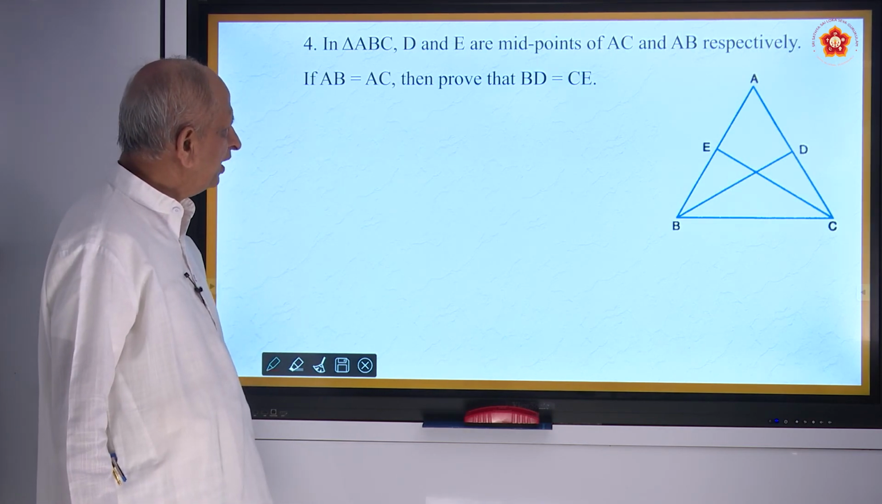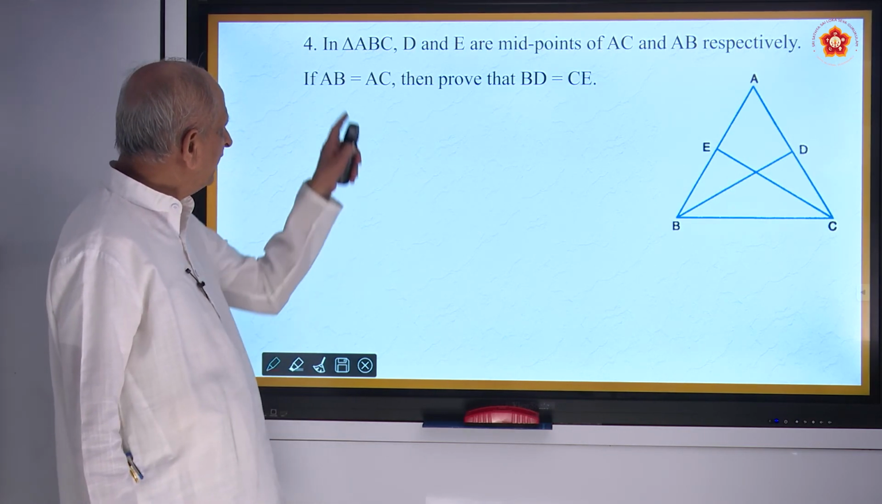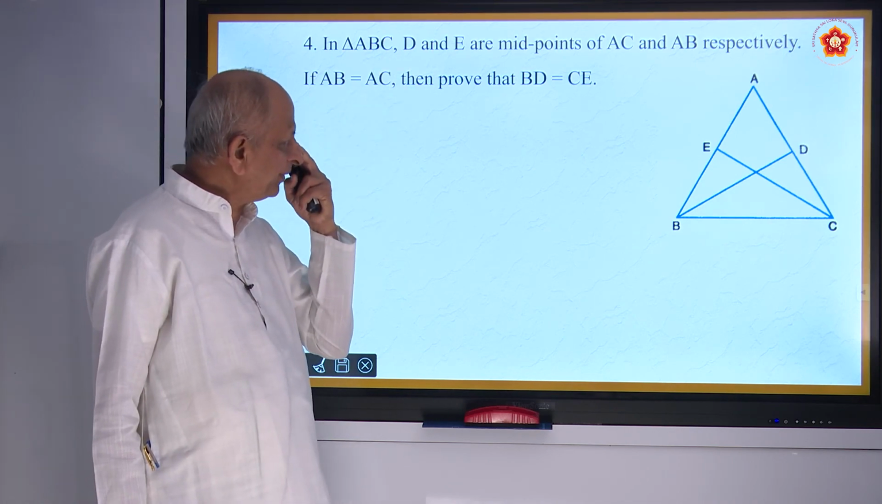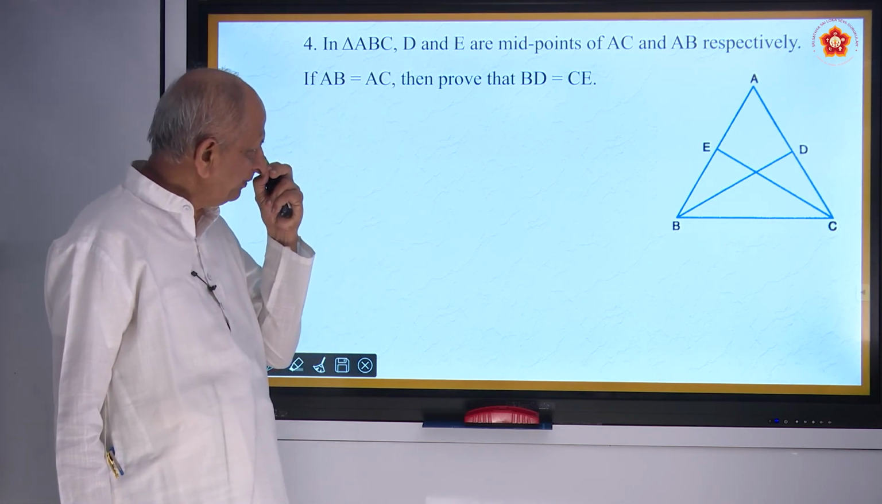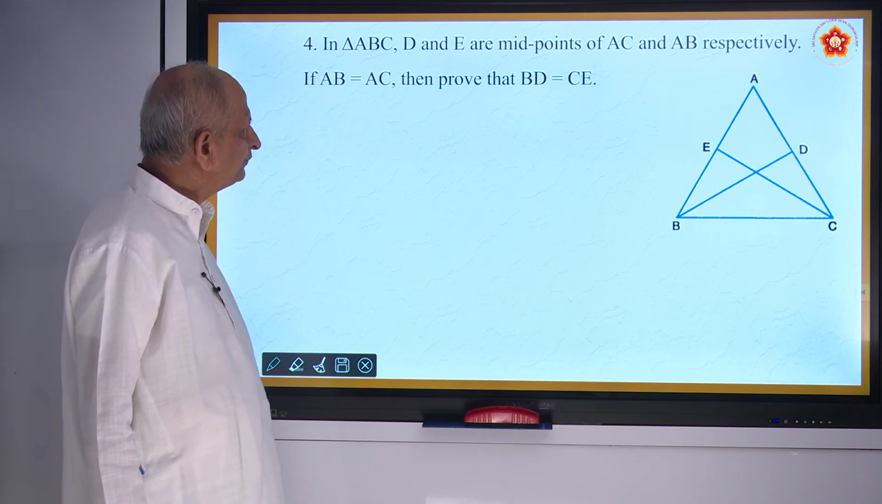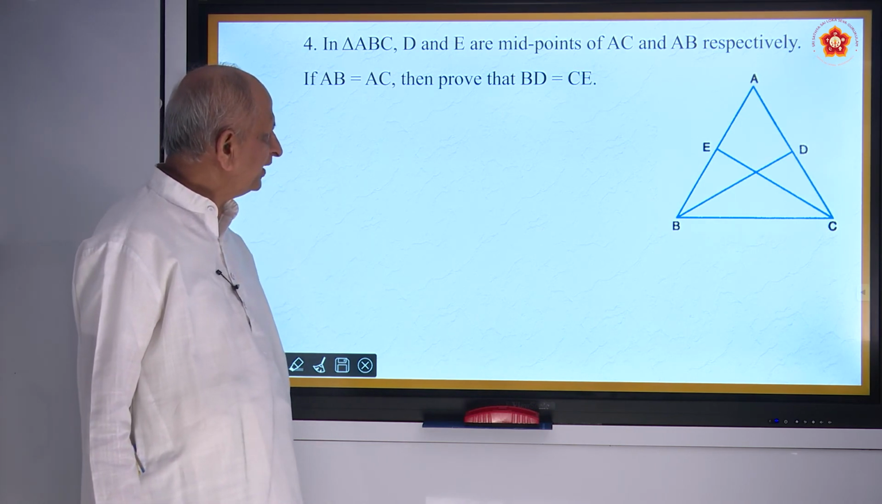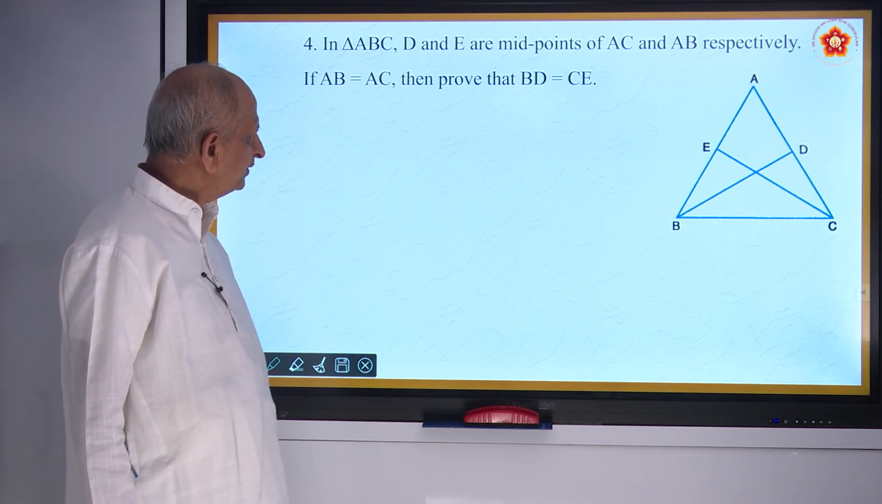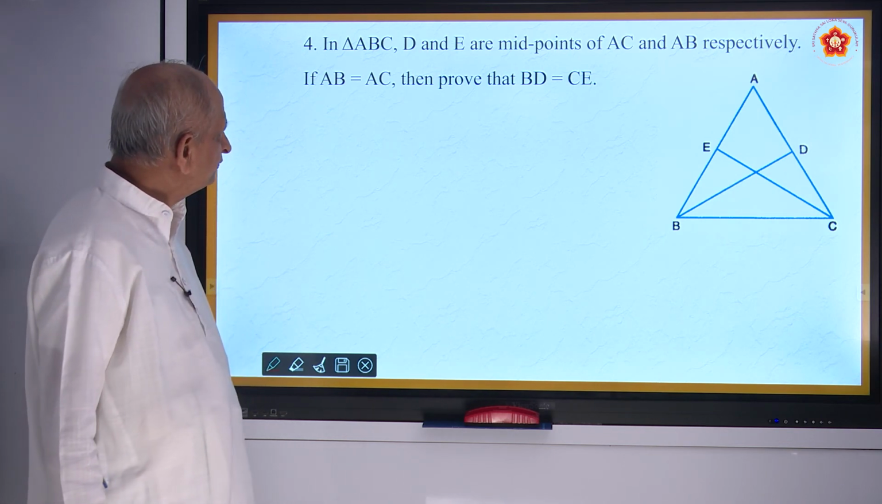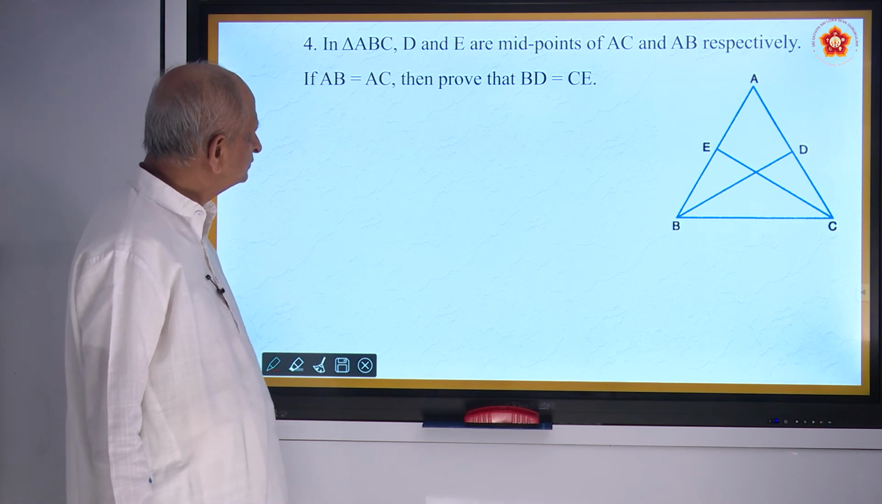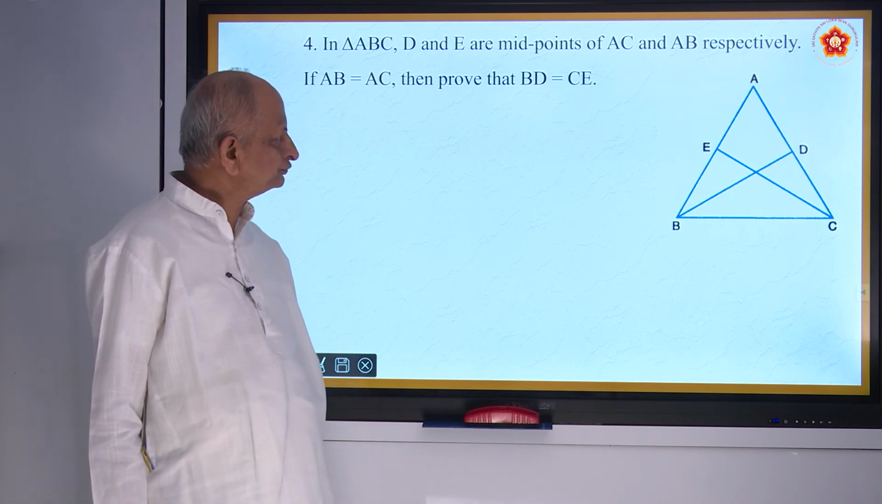And also you have the last question: in triangle ABC, D and E are the midpoints of AC and AB respectively. If AB is equal to AC, prove that BD is equal to CE. Okay, that is what you have to prove.